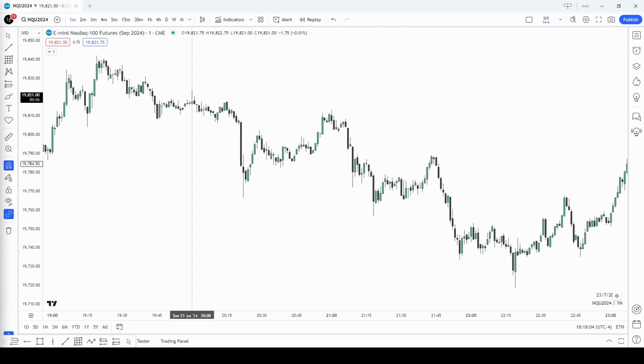We are using displacement and fair value gaps at a key time. This one model took me from zero to finally being funded, and it can do so for you too. So without wasting any time, let's get started here.